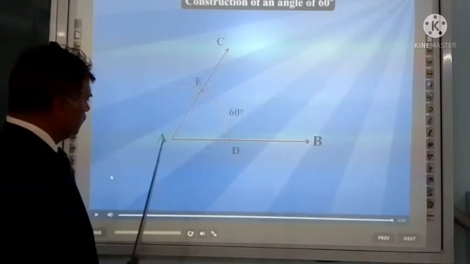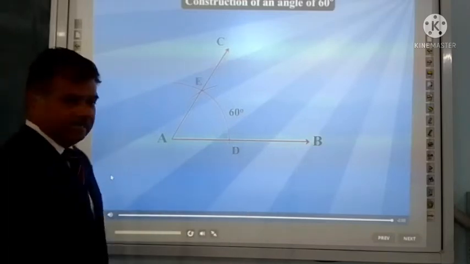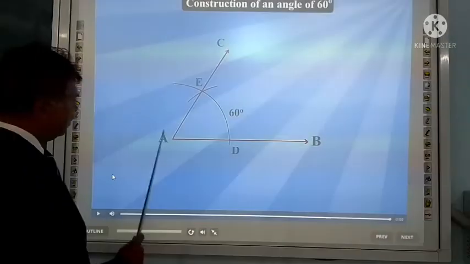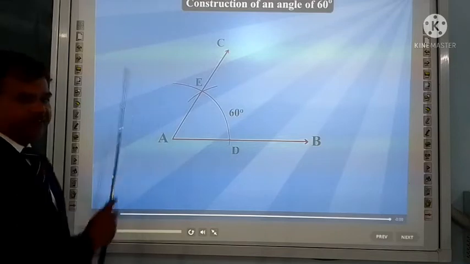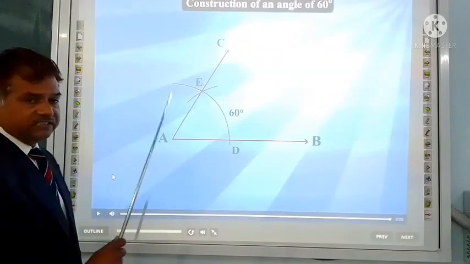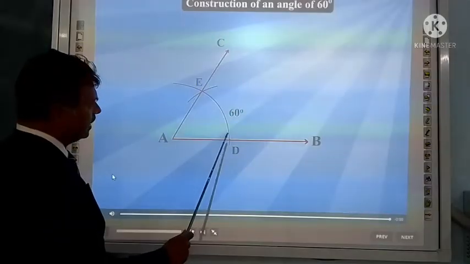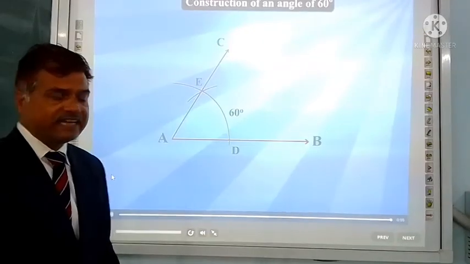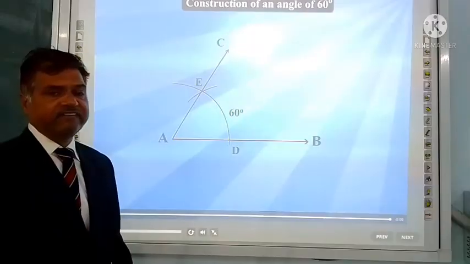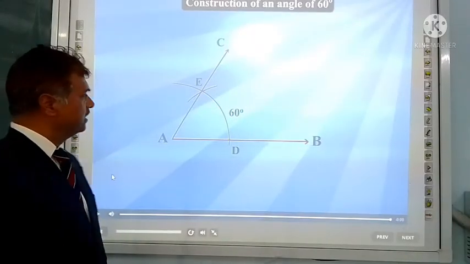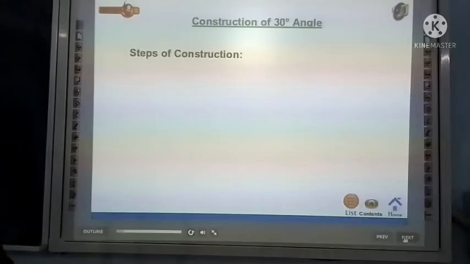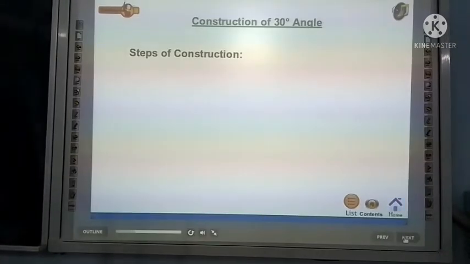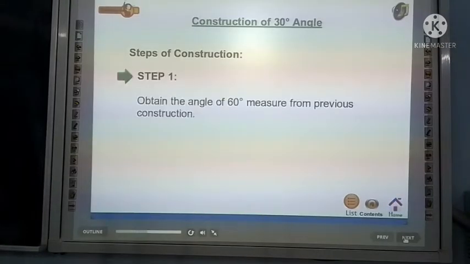Students, draw a line segment AB, draw an arc of any radius and don't change the radius, then cut an arc again from B. It will always be 60. If we bisect it, then we can get a 30-degree angle. Let's construct an angle of 30 degrees. Step 1. Obtain the angle of measure 60 degrees from the previous construction.